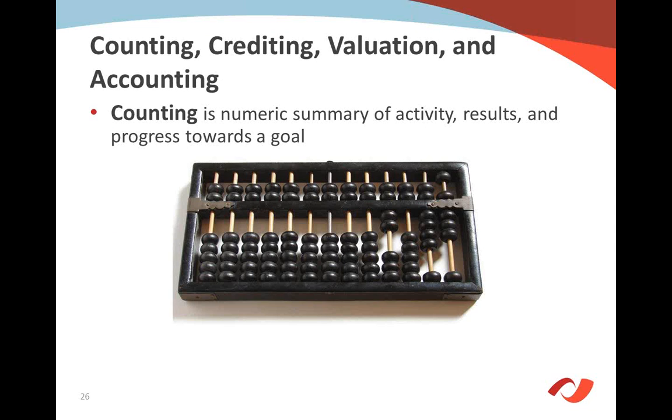So simply, counting is the numeric summary of activity results in progress towards a goal. The crediting is institution-specific, and it represents how each organization grants recognition to its donor. Often, a donor will be credited for gifts that they helped to make possible, but they may not have directly given. An example of this would be if a corporation matches employee giving, then often the donor is credited for the size of their own gift plus what the match is.